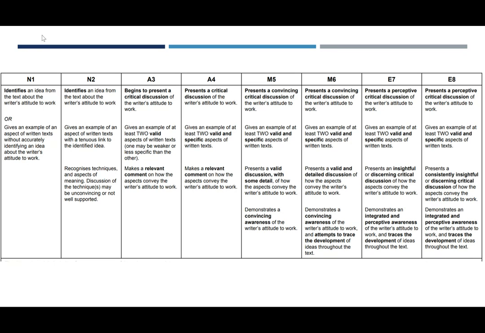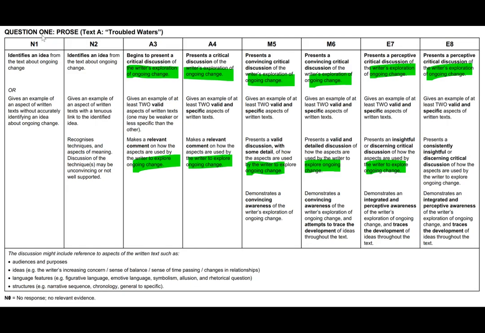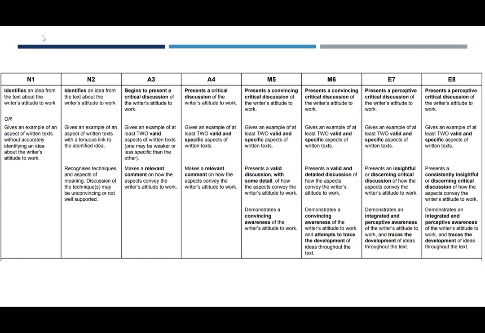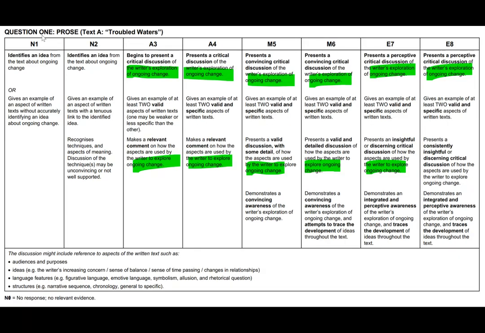So as you can see, there is 3 criteria that you need to hit to get A3, A4, or N1, N2, but no one's aiming for that. And then there's a 4th criteria that's required to get above and achieve. So another thing that you'll notice, so that one on the previous slide is just a generic one. And this one here, the bits that are highlighted in green are going through the specific part of the question.